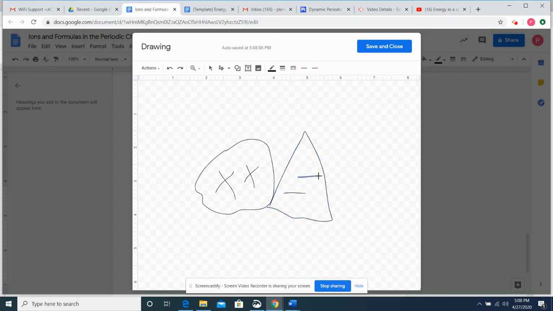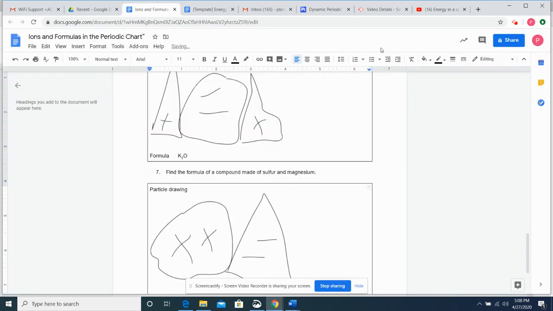Wait a minute, they already equal out. This compound does have a charge of 0. Okay, so if that compound has a charge of 0, it is correct. That is the formula for that compound. So I'm going to hit that right there.